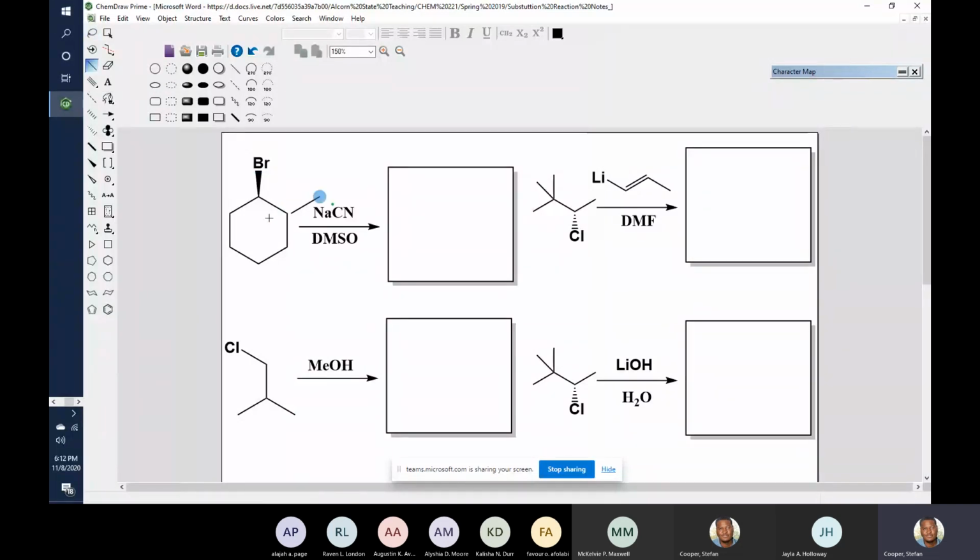All right, I need to add a methyl group here. Yeah, this is fine, just put a methyl group there. Sorry, I just needed that for the stereochemistry here.